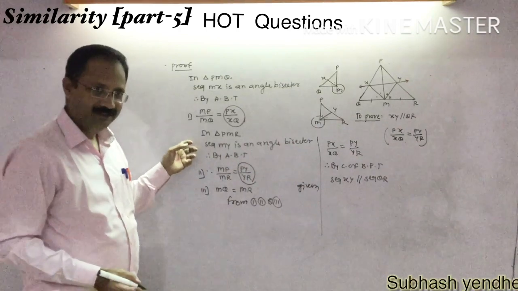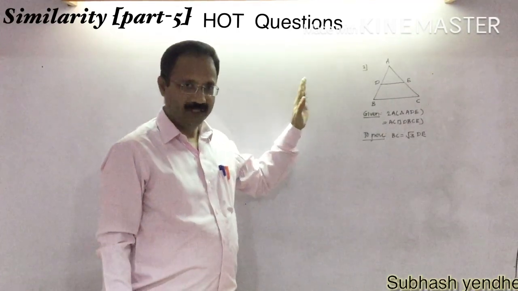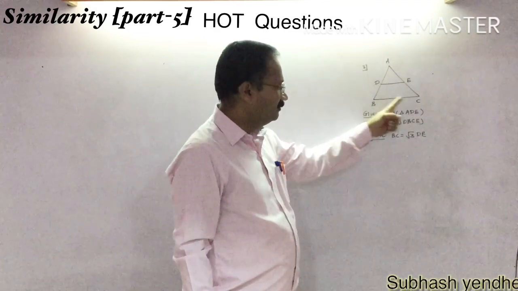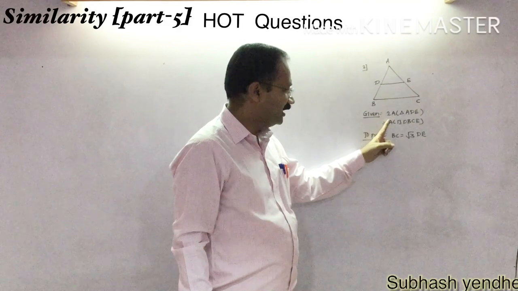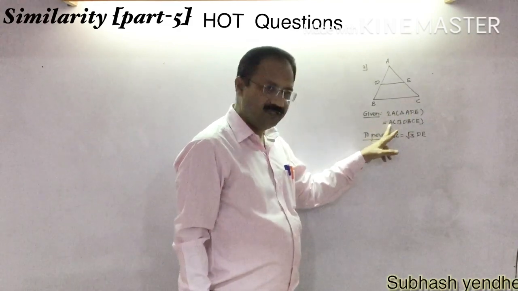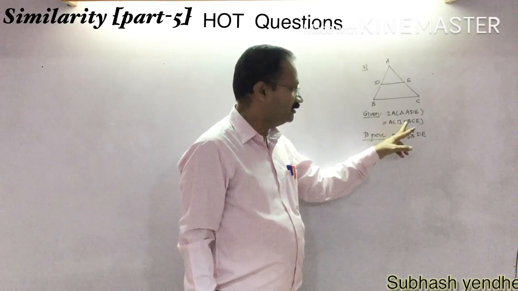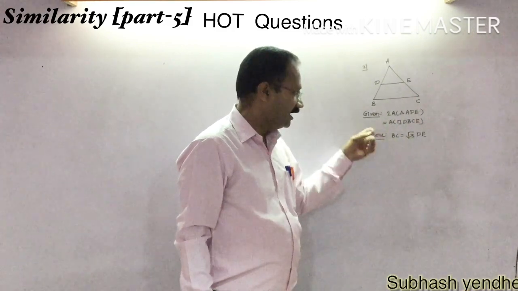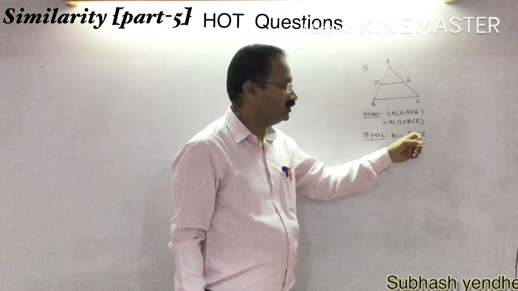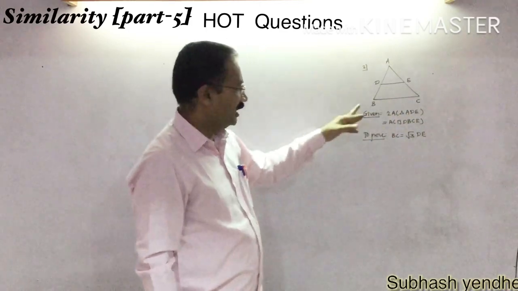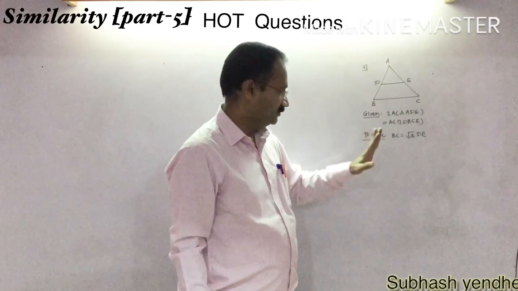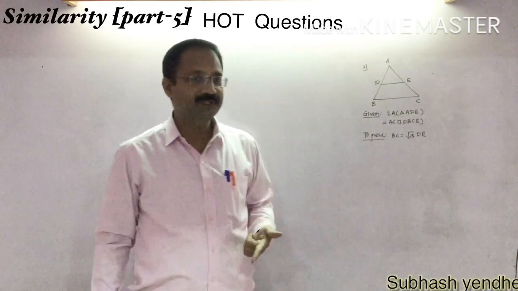Understood this one? Let's start example number 2. Read the example. In triangle ABC, it is given that 2 times area of triangle ADE is equal to area of quadrilateral DBCE, and you have to prove that BC is equal to root 3 DE. The one thing I have not written here is that DE is parallel to BC. Now, how can I prove this one?